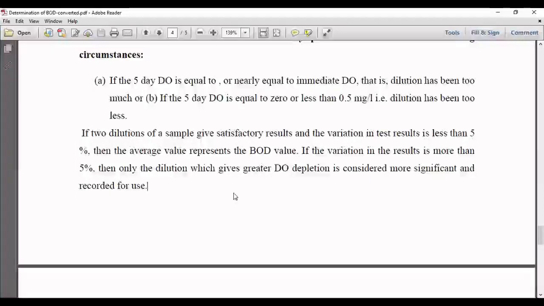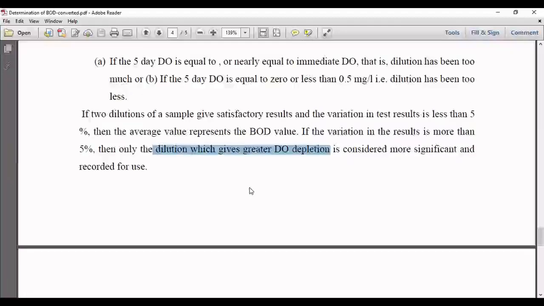So now, if I've got two dilutions, I've got two values of the BOD, right? They shouldn't vary. If they vary within 5%, then what are we going to do? We are going to take the average of these BOD values, and consider that for our further needs. If the BOD values have a variation of more than 5%, then we are going to consider only the dilution which has given the greater DO depletion, and record the reading for it, right? So this is how it works while considering the BOD value.